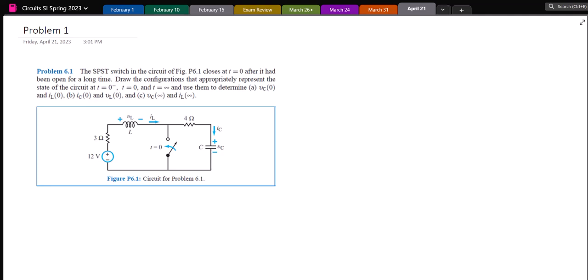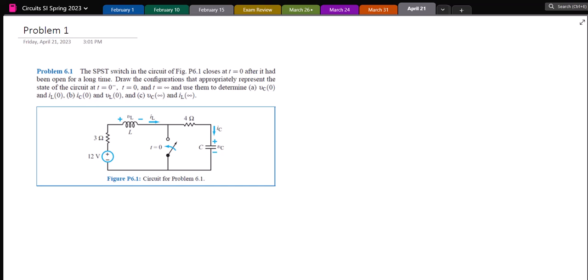All right, so our first problem here is we're not actually going to come up with an expression for a current or voltage. This is just to practice finding the various different things that you might need to find if you're looking at an RLC circuit. So we have a circuit and we say it closes at t equals 0. Draw the configurations that appropriately represent the state of the circuit at t equals 0 minus, t equals 0, and t equals infinity, and use them to determine all of these things.